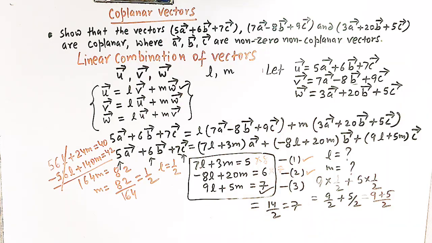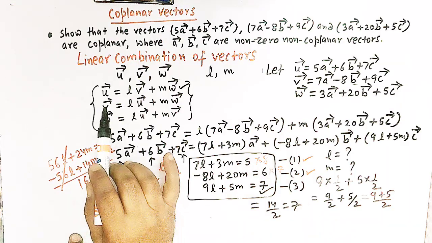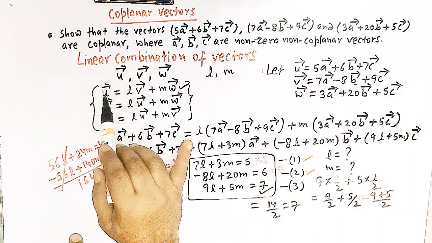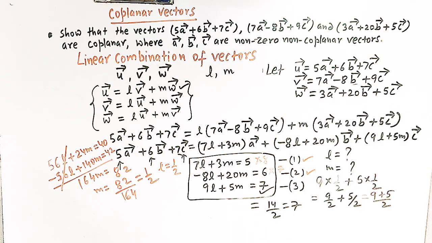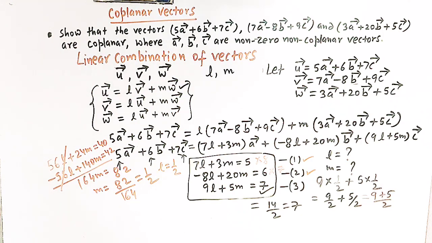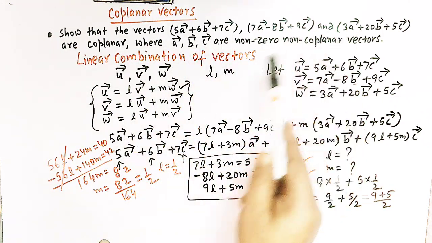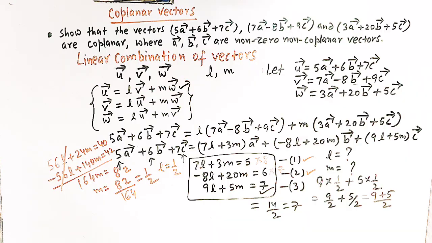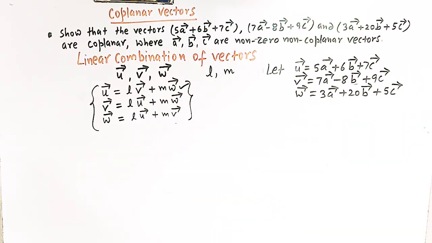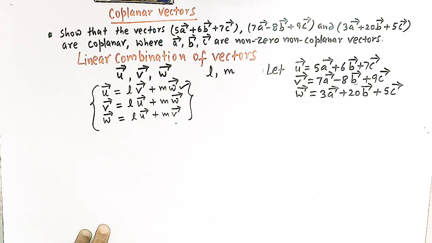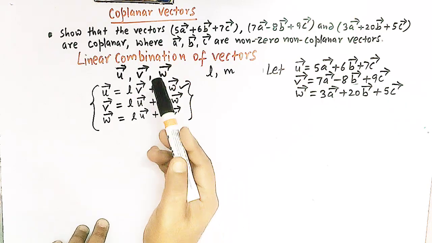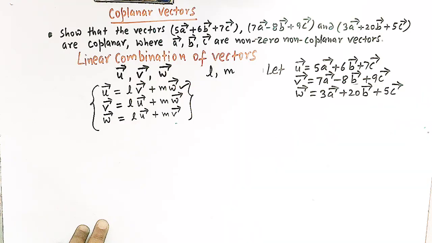And always remember, when we express one of the vectors as a linear combination of the other two vectors, then this representation is unique. So therefore the three vectors are said to be coplanar vectors. Now it is interesting to note that if we use these two equations, then we'll get the same result, that is, the three vectors are coplanar vectors.